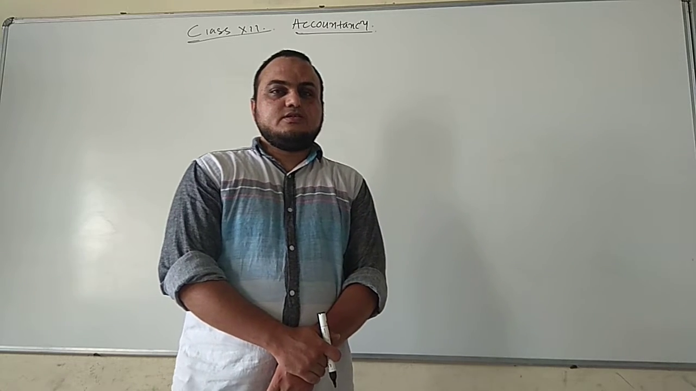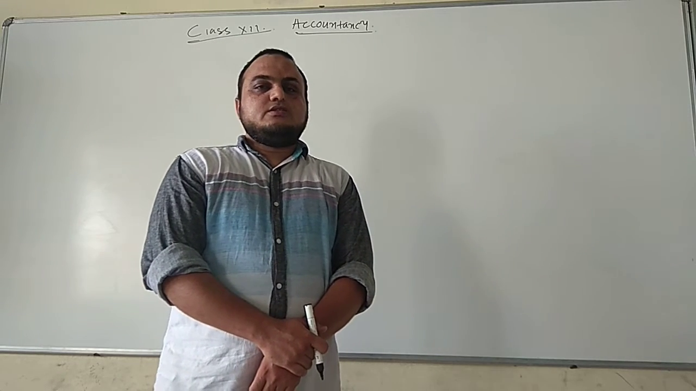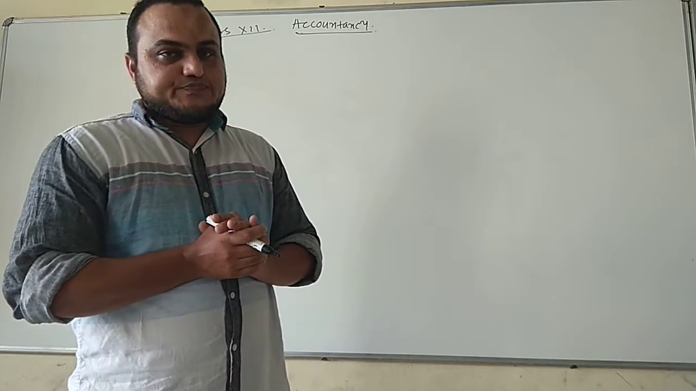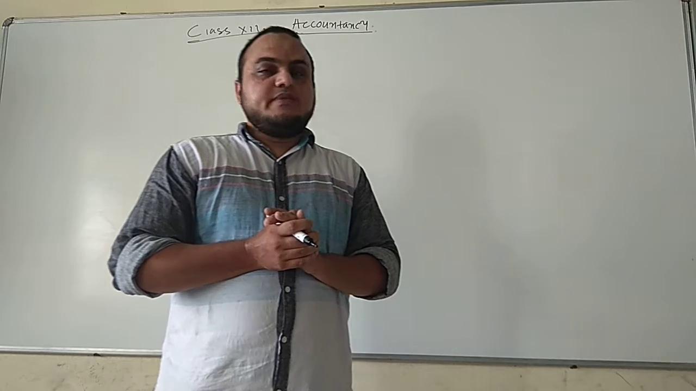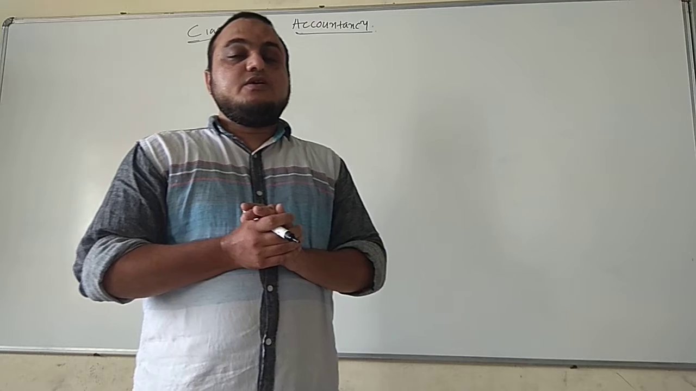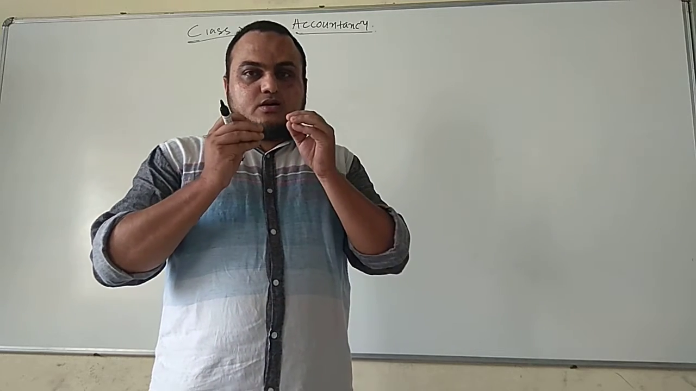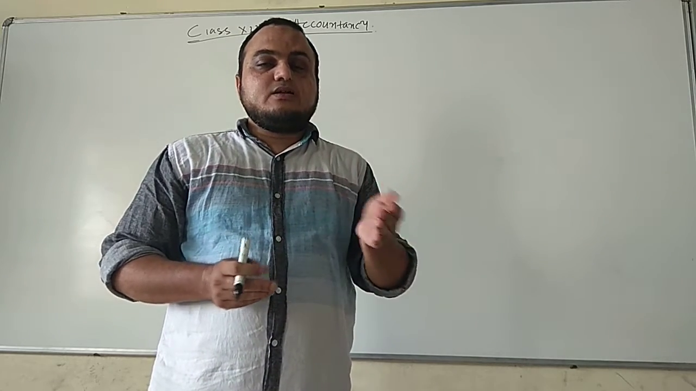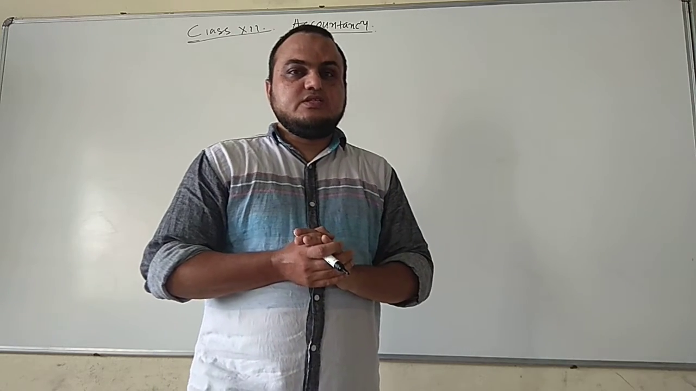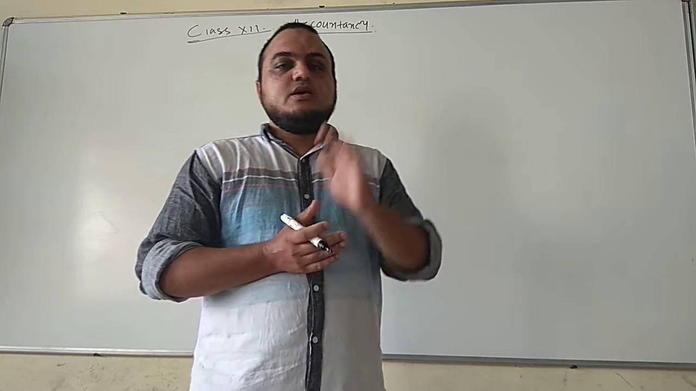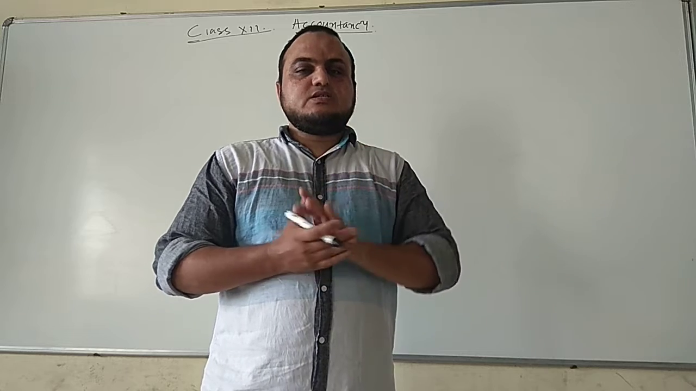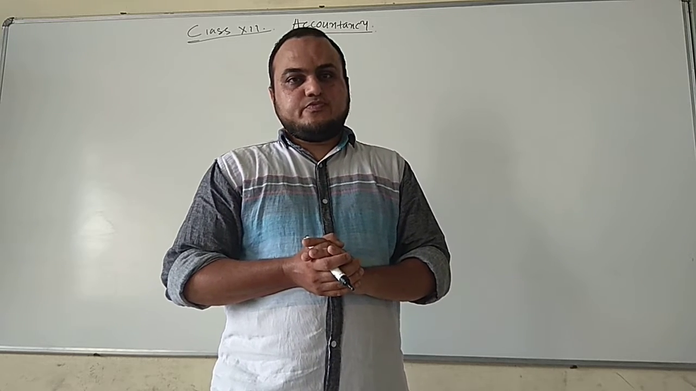Today in accountancy, we are going to see the next new method to calculate the new ratio. Students, we have seen three methods till now. First one is remaining ratio. Second one, we have seen the sacrifice made by the partners in fraction. And third, we have seen the sacrifice made by the partners in proportion. Today we are going to see the fourth method to calculate the new ratio.